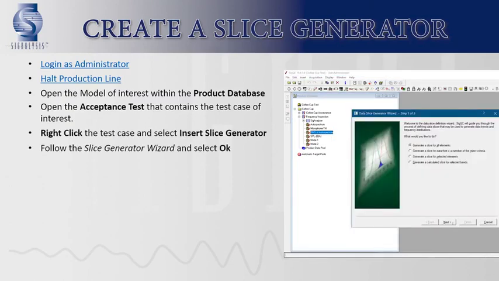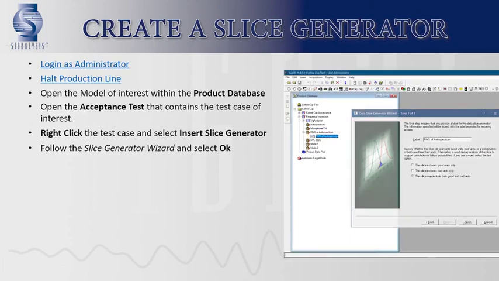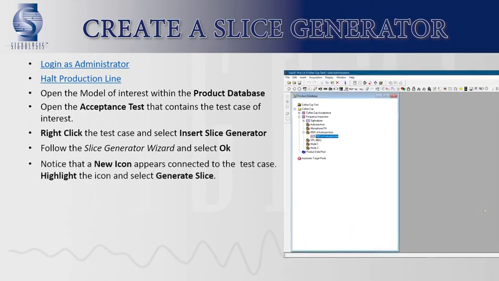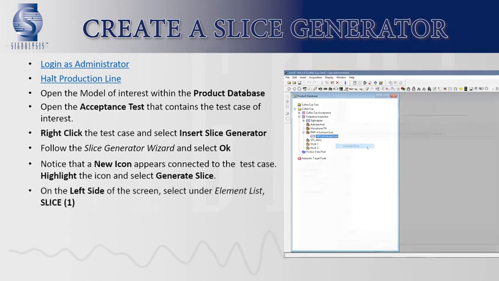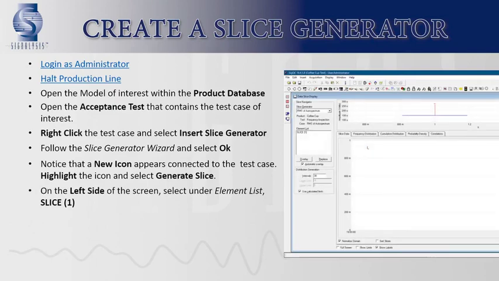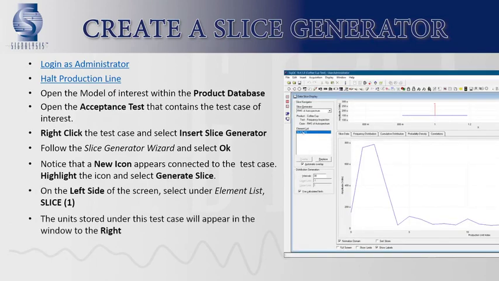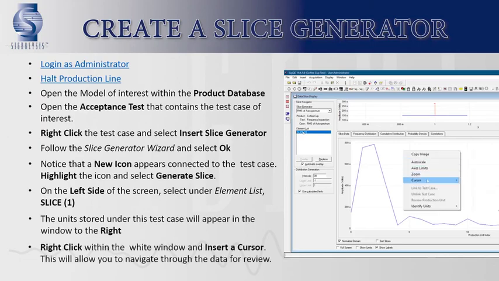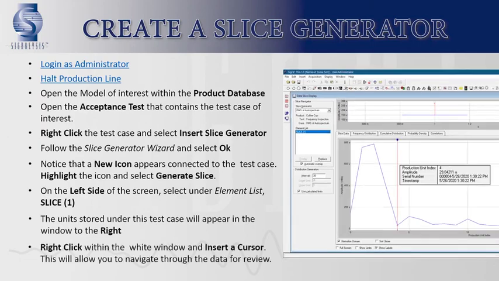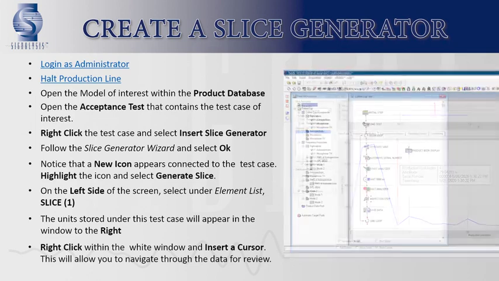Follow the Slice Generator wizard and select OK. Notice that a new icon appears connected to the test case. Highlight the icon and select Generate Slice. On the left side of the screen, select under Element List Slice 1. The units stored under this test case will appear in the window to the right. Right-click within the white window and insert a cursor. This will allow you to navigate through the data for review.